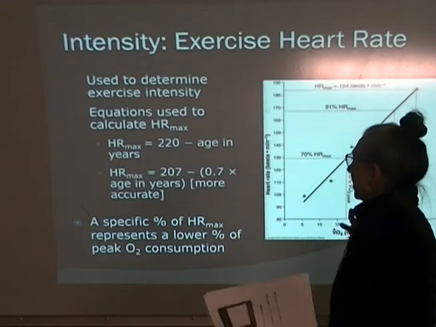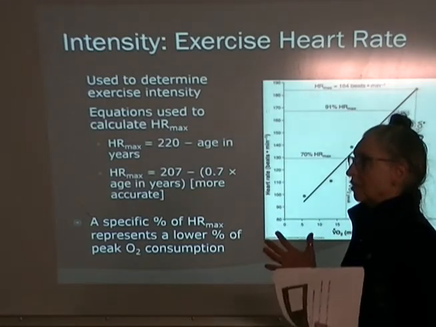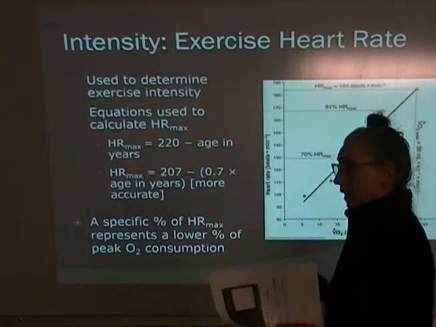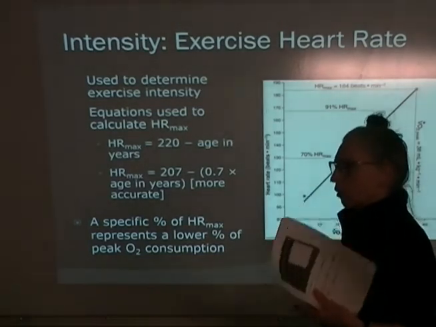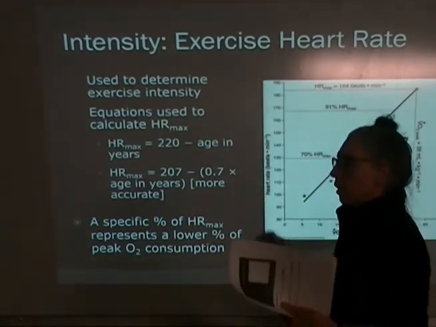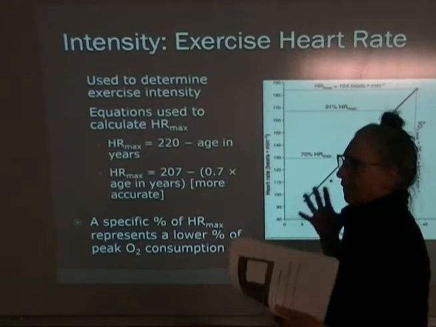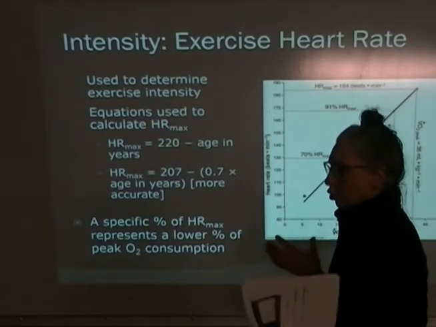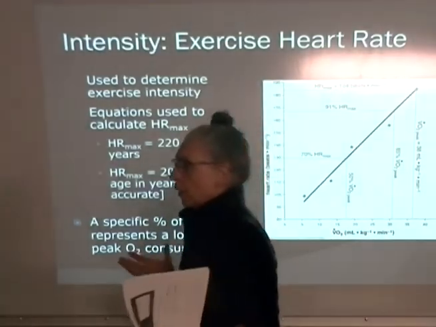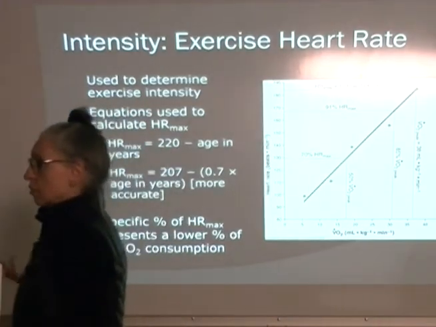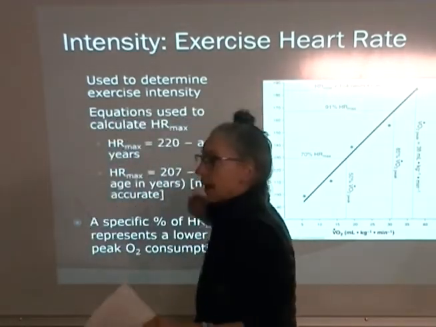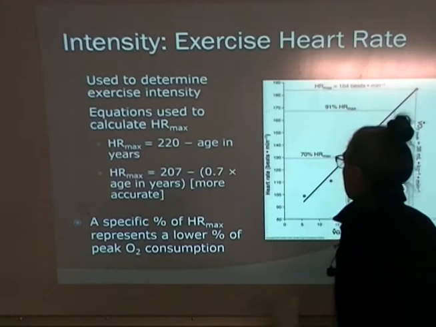The only way to get your true heart rate max is to do a stress test in a lab, either on an ergo bike or on a treadmill, hooked up to a computer. That's the only way to get a true picture of it, which most of us don't have access to, right? So this is our backup plan, right?